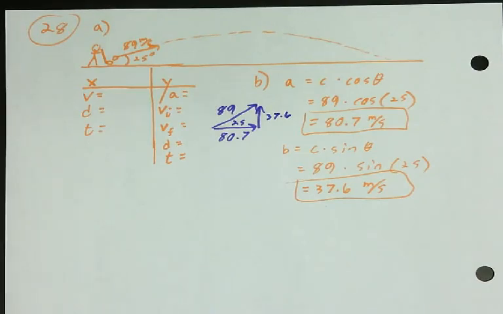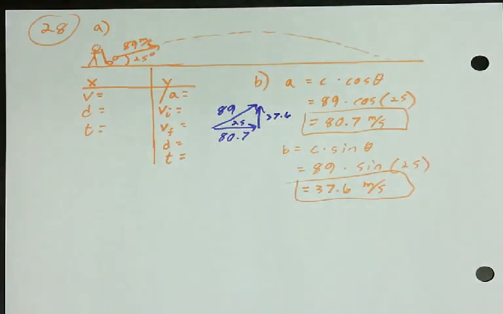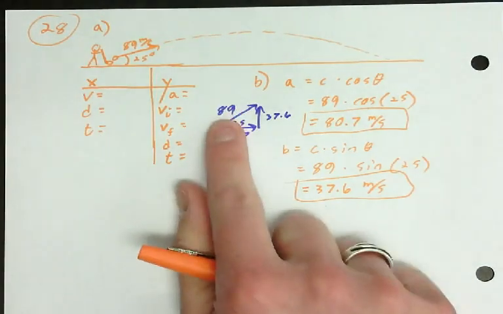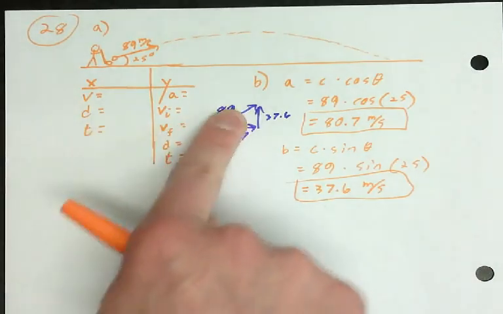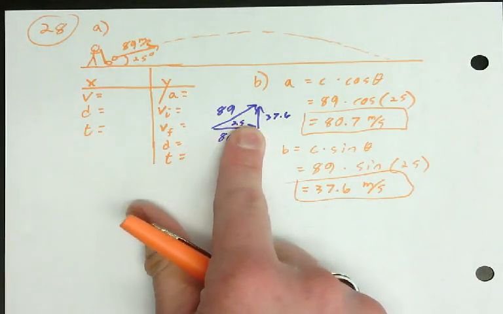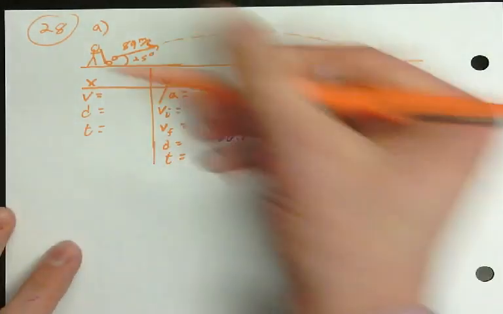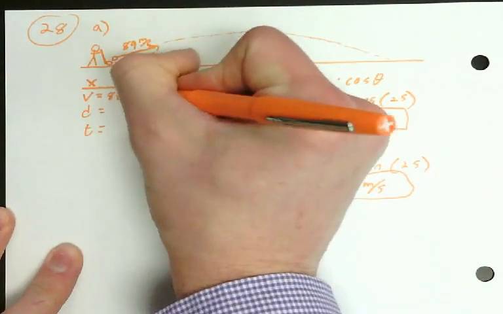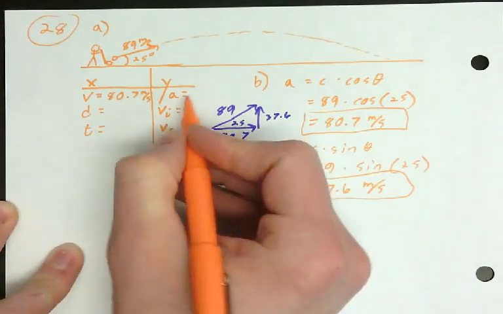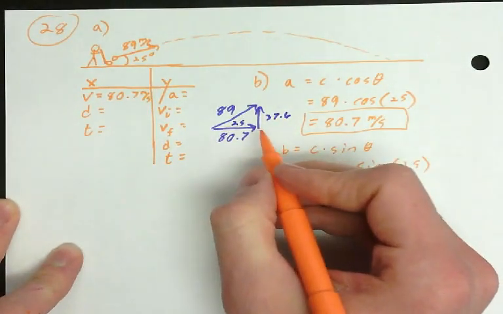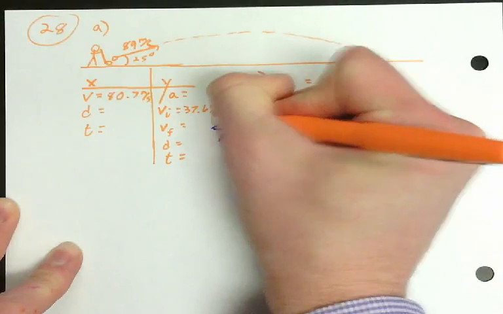So I'm looking at my triangle and asking, what of those things can go into the X and Y chart? C is at an angle, so C doesn't go in X or Y. It's a combination of X and Y. Theta is an angle, again a combination of X and Y, so it doesn't go anywhere. But 80.7 is the X velocity, so that goes in here, because that's how fast it's going forward. And in the Y direction, the 37.6 is how fast it's going upward.